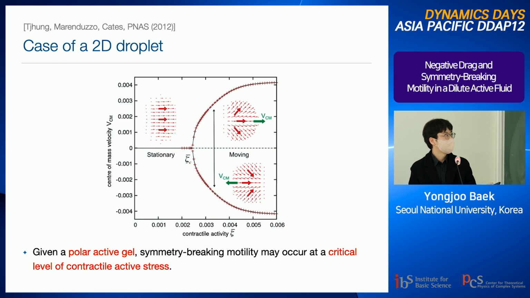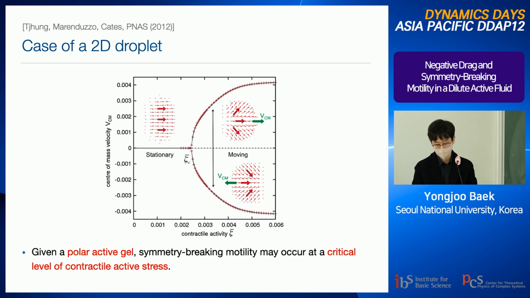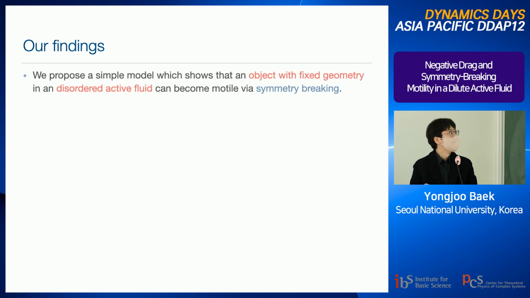So this symmetry breaking motility is an example of motility in active matter which requires some kind of polar order in the system. Okay. Now these are what we know so far about active fluids which exhibit some kind of symmetry breaking motility.